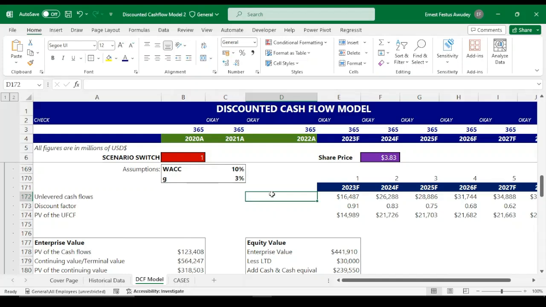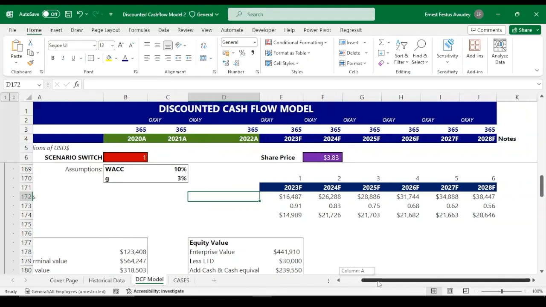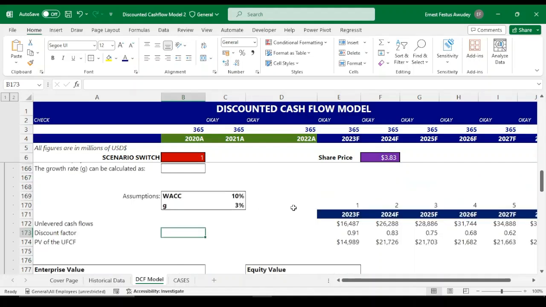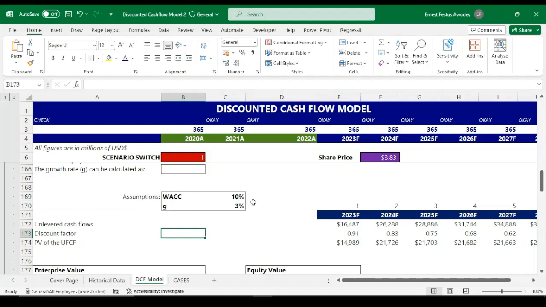So in this particular video, what we are going to do is very simple. We are going to revisit the financial model we built some time ago. In that video, we assumed some figures for the WACC, or the weighted average cost of capital, and then the growth rate. These two values were assumed in that video.